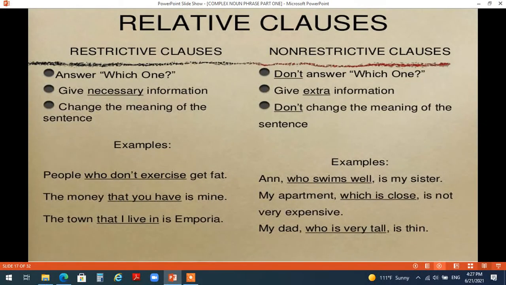My apartment, which is close, is not very expensive. Again, apartment راح يكون هو الhead noun, and it has been post-modified by using the non-restrictive clause, which is close. My dad, who is very tall, is thin. Dad is the head noun, and it has been post-modified by using the non-restrictive relative clause, who is very tall. So in this case, both types of relative clauses, I mean restrictive and non-restrictive, can be used as post-modifiers.